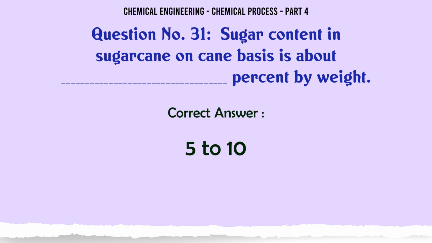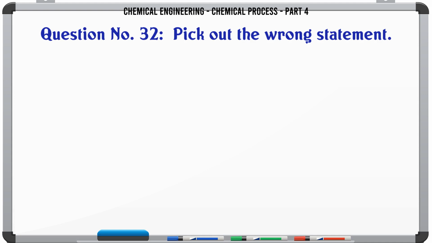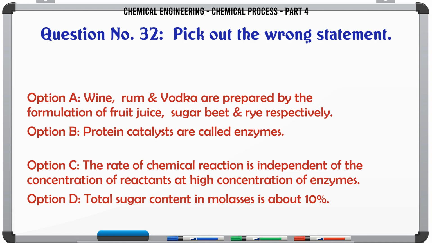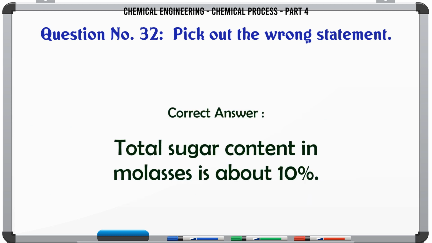Pick out the wrong statement. A. Wine, rum, vodka are prepared by the fermentation of fruit juice, sugar beet, rye respectively. B. Protein catalysts are called enzymes. C. The rate of chemical reaction is independent of the concentration of reactants at high concentration of enzymes. D. Total sugar content in molasses is about 10. The correct answer is total sugar content in molasses is about 10.